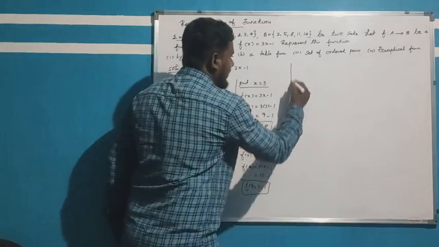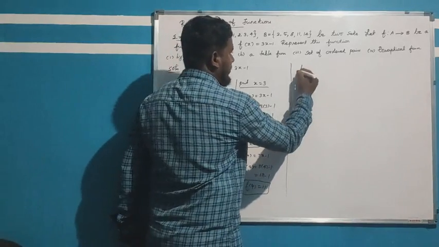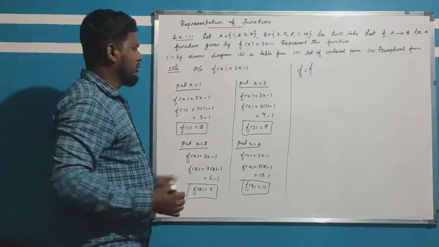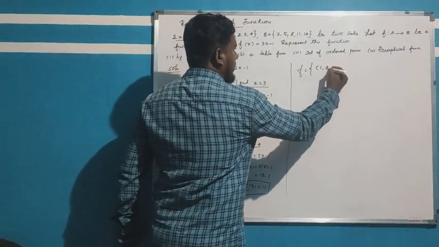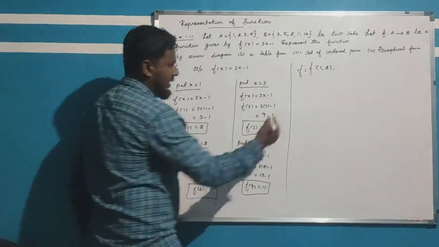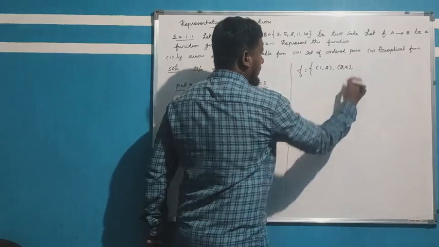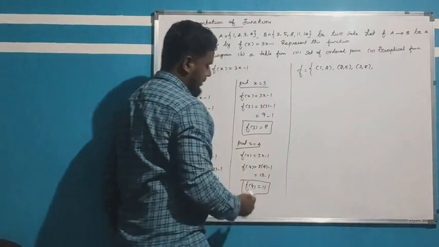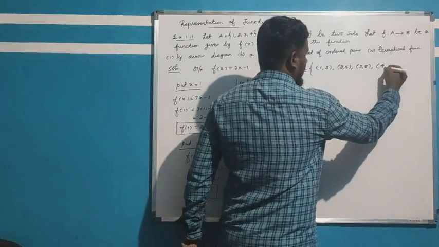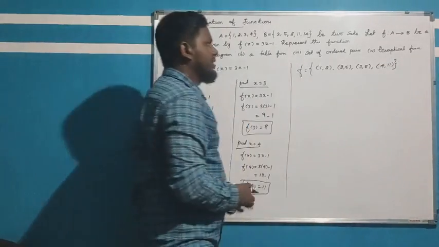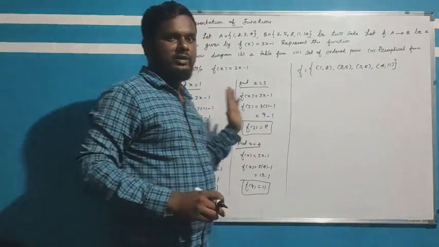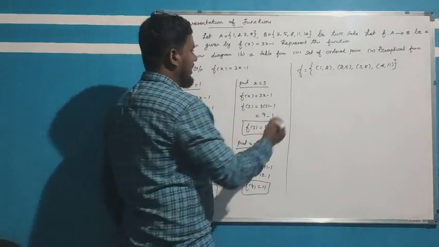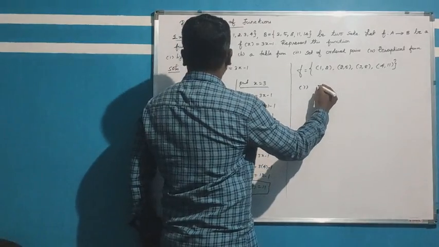So in this, what is the function we have to take first? You take 1 comma 2. The relation is: take 1 and we get 2, take 2 and we get 5, then 3 gives 8, and 4 gives 11. This is the function. After that, we have to find the arrow diagram. First, you have to find the arrow diagram.